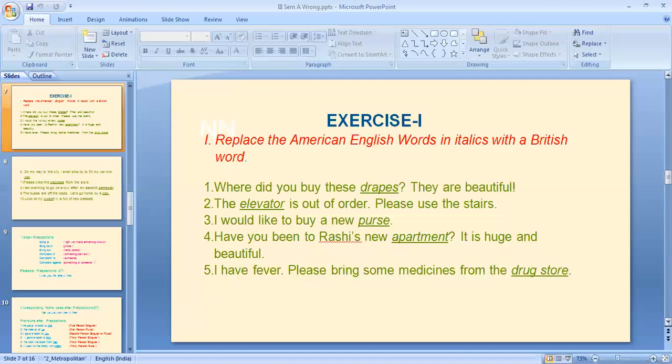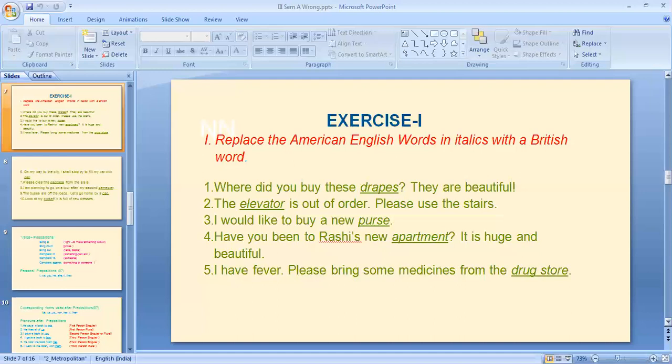Sentence number 3. I would like to buy a new purse. A purse is something usually carried by women to place their money and valuable things. Americans use the word purse for that particular thing. But Britishers use the word handbag, H-A-N-D-B-A-G. Handbag is for the word purse.